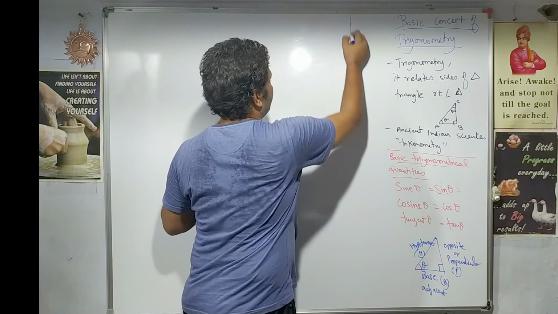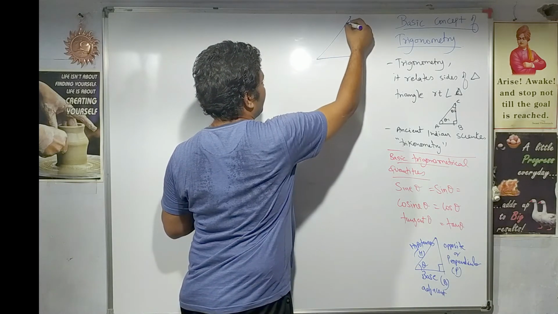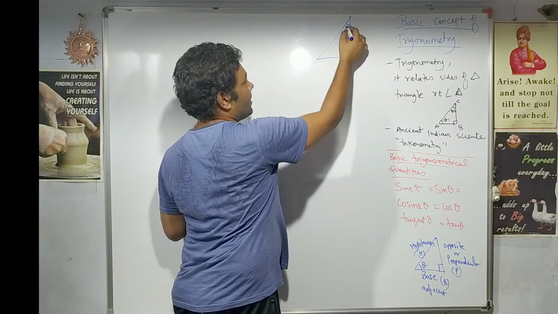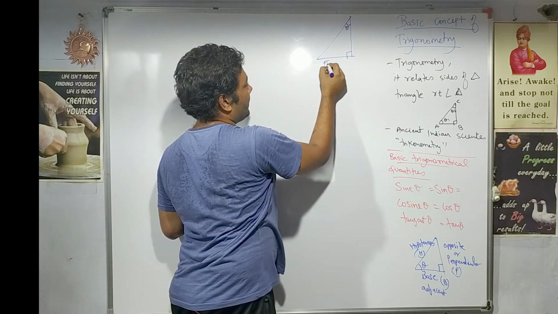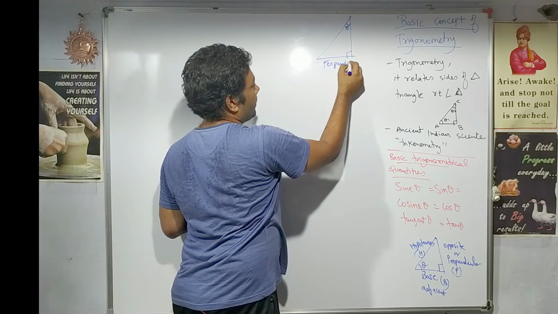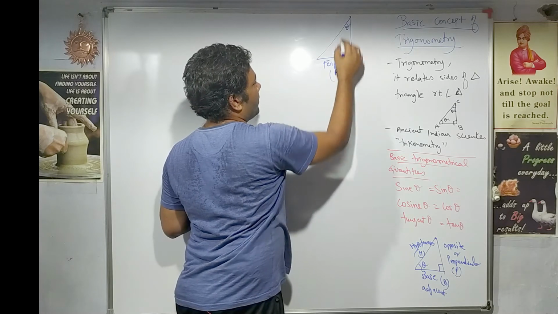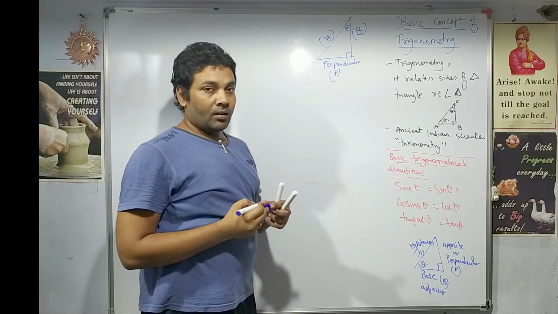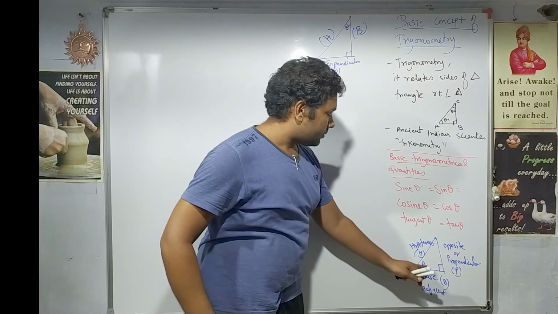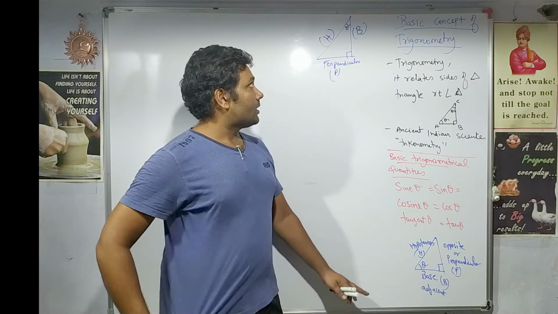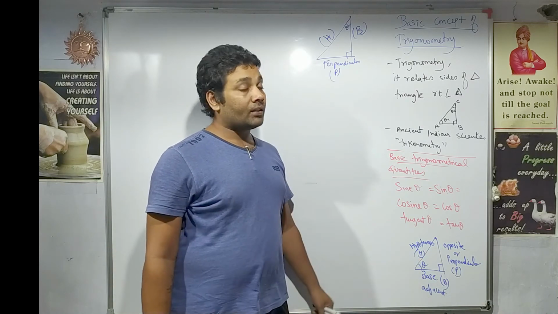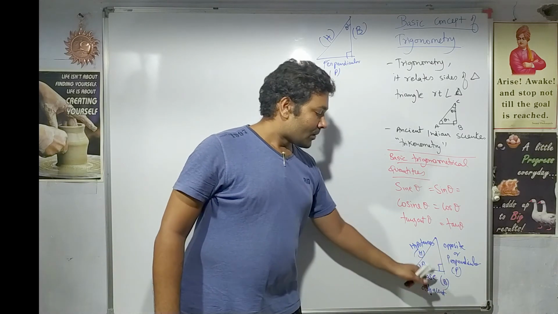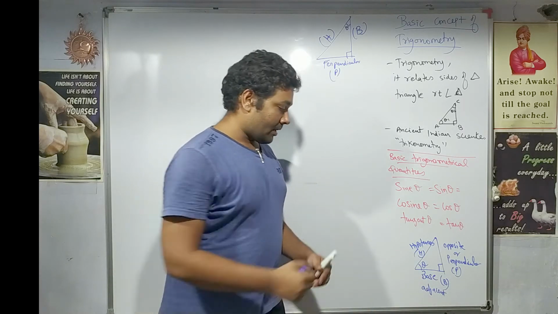In case theta is this one, then this will become the perpendicular, that is nothing but P. This will be the base and this will be the hypotenuse. So based on the position of theta, we identify which is perpendicular and which is base.